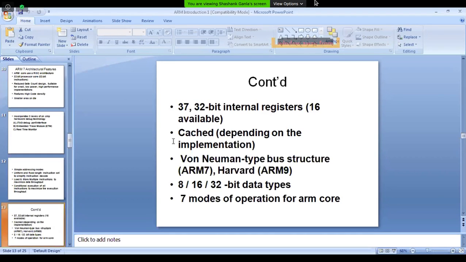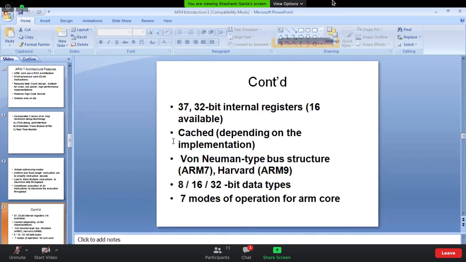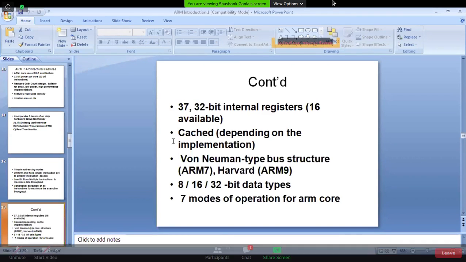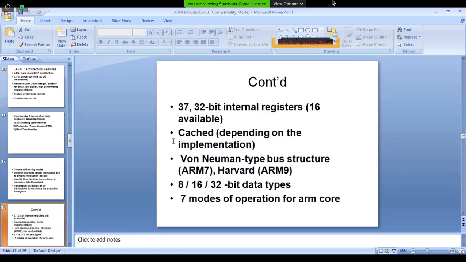ARM1 till ARM9 support 7 modes of operation. I repeat, ARM1 till ARM9 support 7 modes of operation. ARM10 or ARM11, I think, support around 8 or 9 modes of operation.